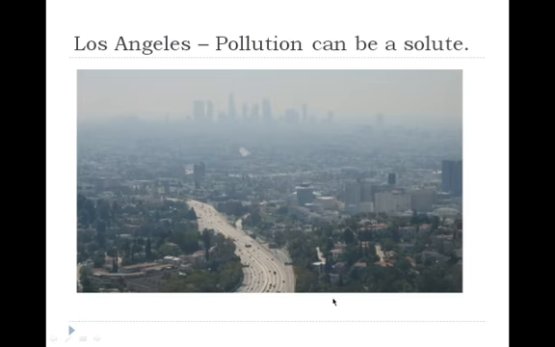Now we're going to talk about one last type of mixture. You can also have gases dissolved in gases. A classic example of this would be ozone, which is actually the most common type of air pollution that you see in large cities like Los Angeles. Pollution we want to think of as a solute, and that's something that gets reported out in measurement readings.